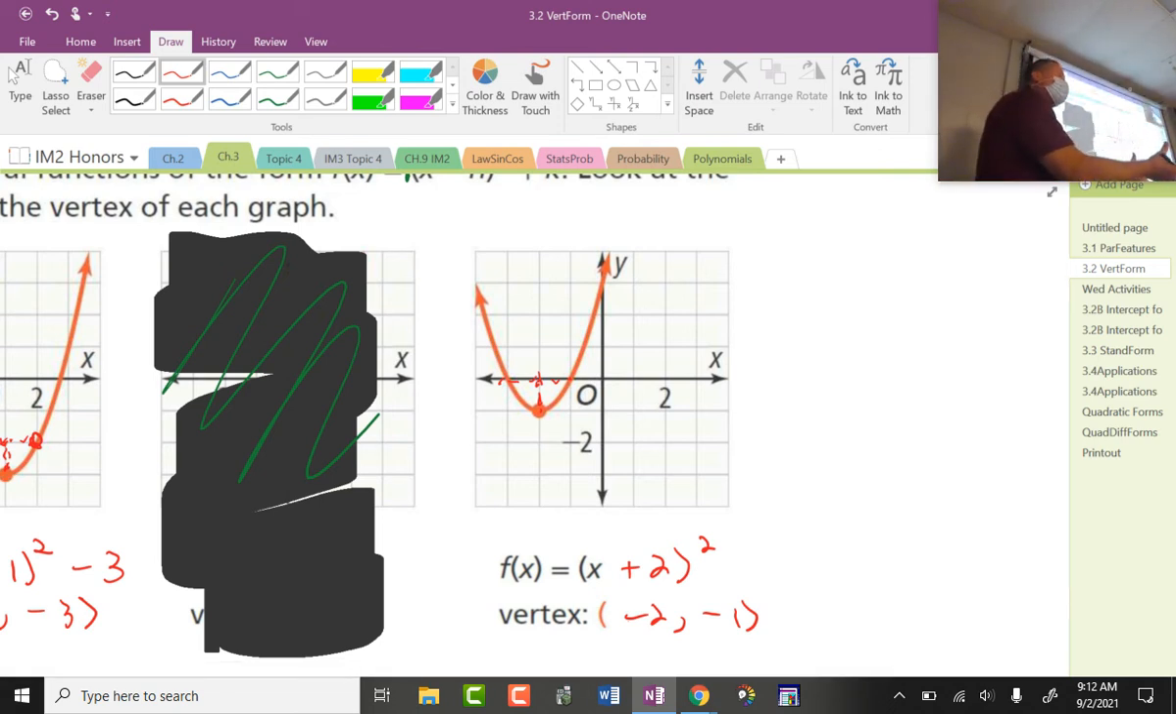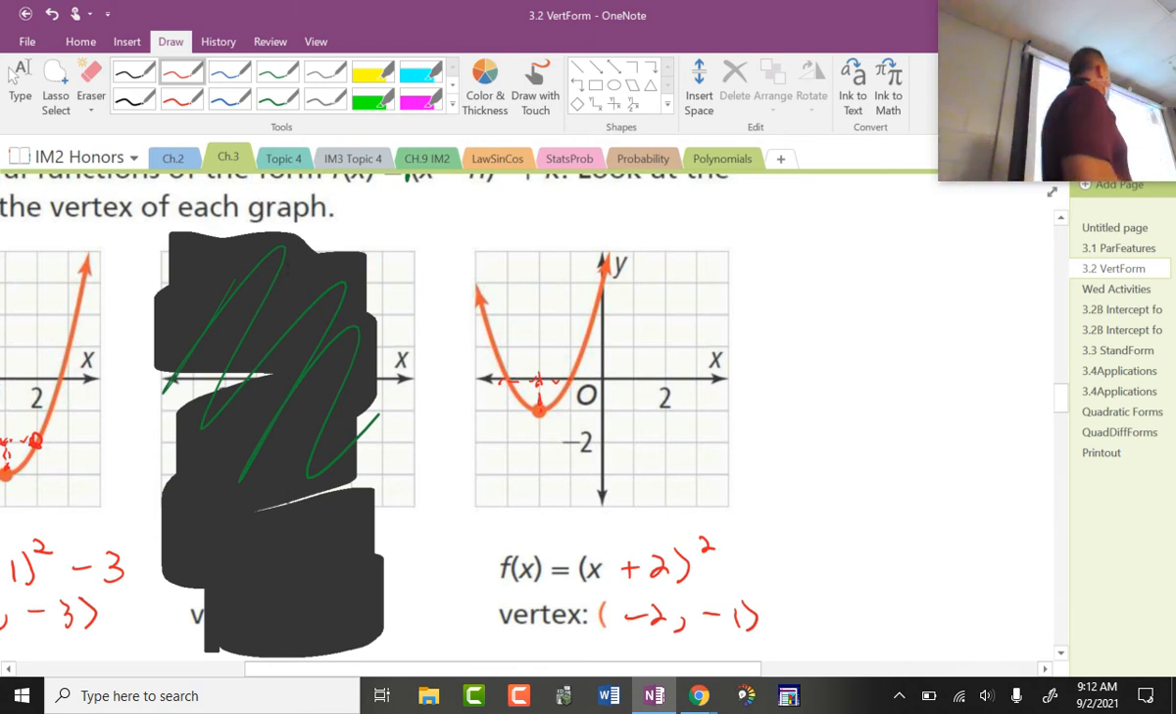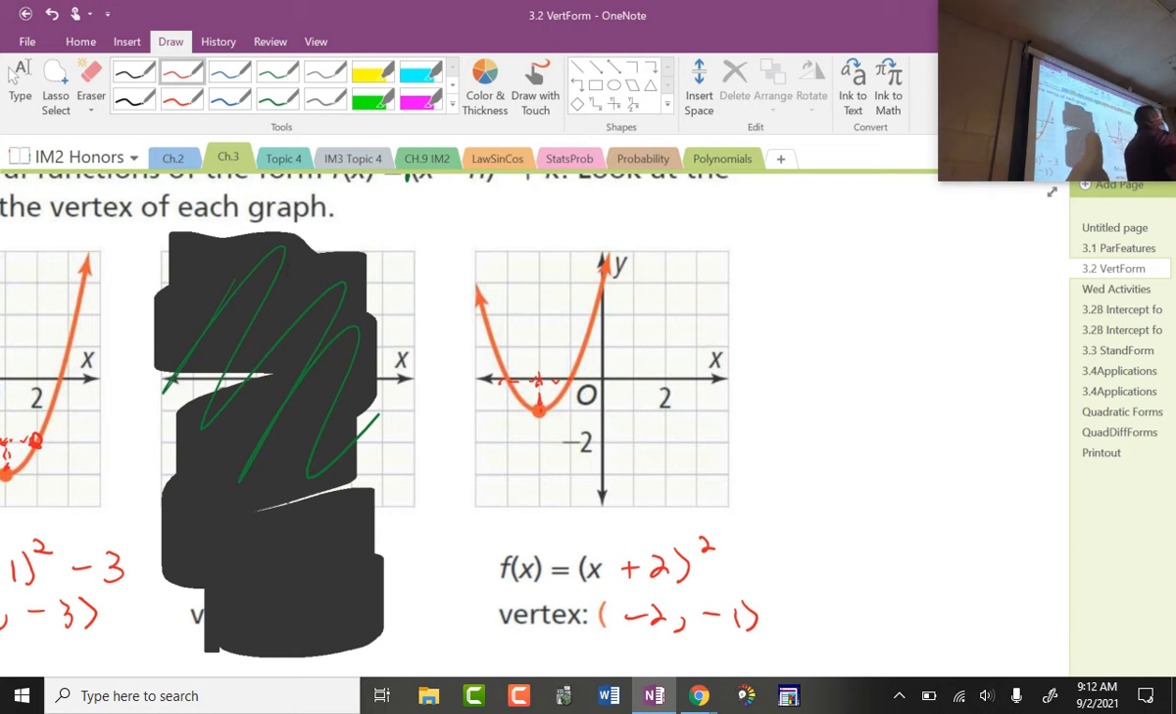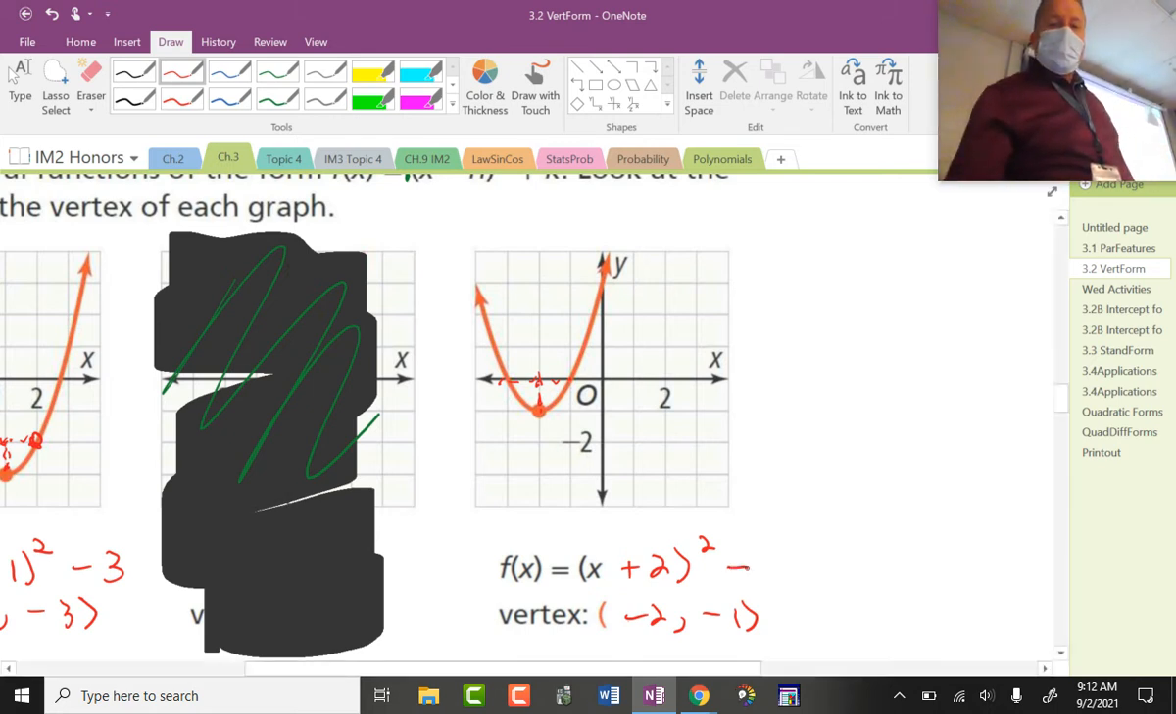It's whatever makes the inside of the parentheses 0, that is the right-left shift. So it's 2 left because it's negative 2 there, but it's plus 2 in the equation. Opposites. That's what we've got to get down. And then for the negative 1 here, is it minus or plus? 3, 2, 1, go. Minus. For outside, it's the same.